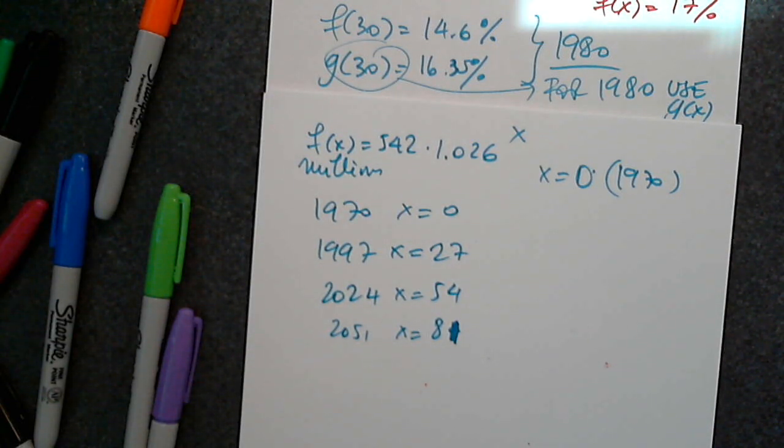So in y equals, clear whatever you have, and we punch in 542 times 1.026 to power x. Okay? And now we go to second and table. Second and table. Okay, I guess it has to do its thing. It didn't take the second.